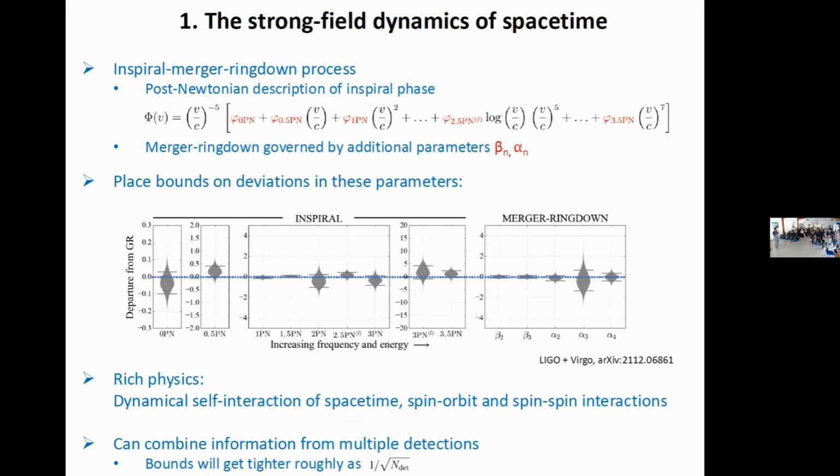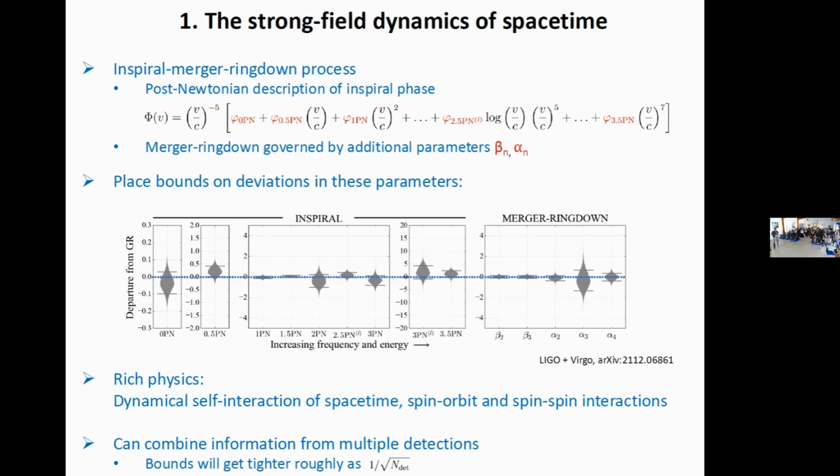So now you can think of allowing for variations in each of those coefficients or those functions and place bounds on these deviations. And this is a plot, some version of which you will have seen before. The blobs are probability distributions based on the data for the different parameters that appear here and also in the merger ringdown actually. And so if GR is to be correct, it had better be the case that all of these probability distributions are consistent with zero, which so far is the case.